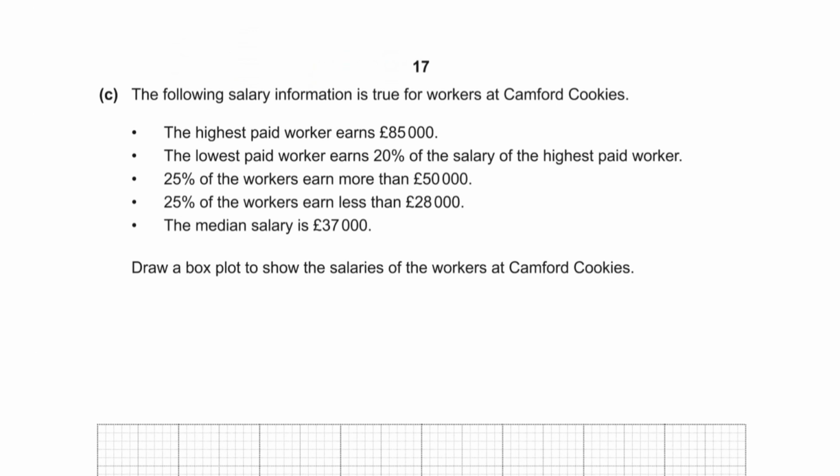Part C. The following salary information is true for workers at Comfort Cookies. The highest paid worker earns 85,000. The lowest paid worker earns 20% of the salary of the highest paid worker. 25% of the workers earn more than 50,000. 25% of the workers earn less than 28,000. The median is 37,000. We have to draw a box plot for this information.